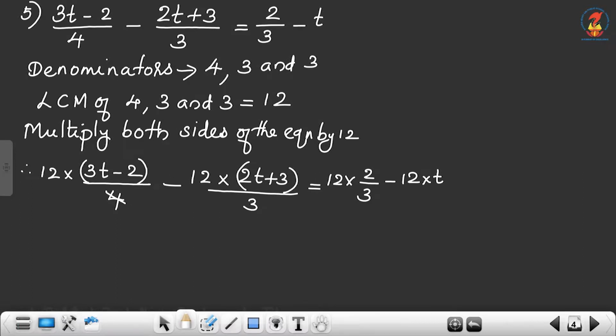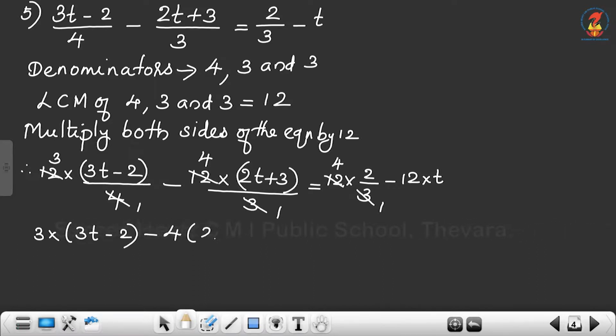4 and 12 we can cancel using 4, one time, here it is 3. Then 3 and 12 we can cancel using 3 one time. Then in 12, 3 goes 4 times. Then here also 3 and 12 we can cancel one time, then 4 times. Therefore, 3 into 3t minus 2 minus 4 into 2 into t plus 3 equal to 4 into 2 minus 12 into t.